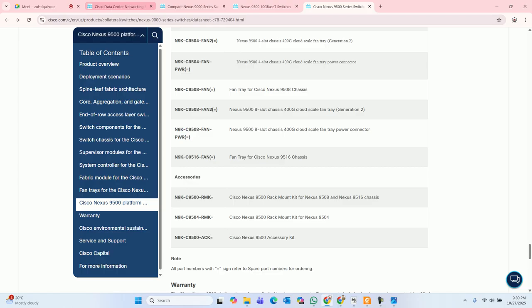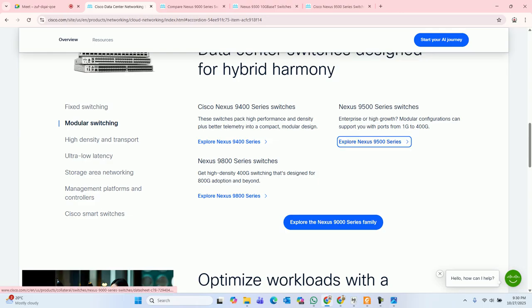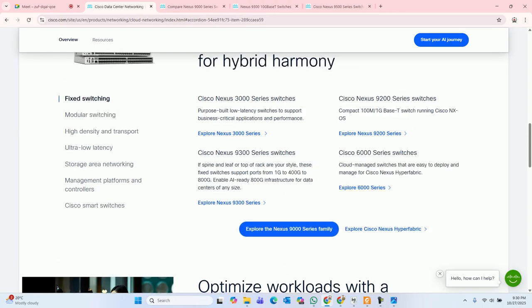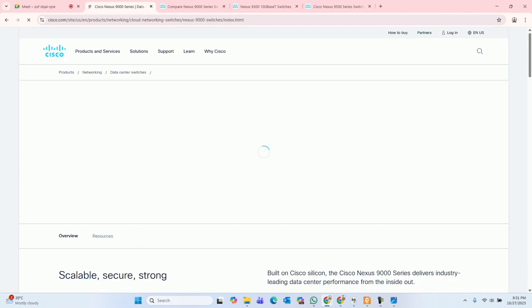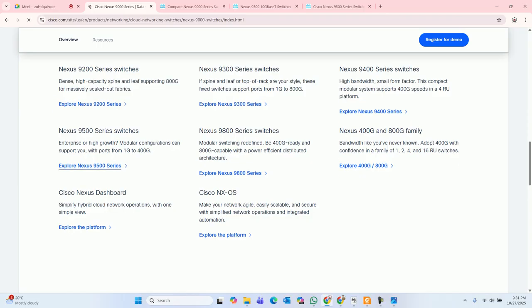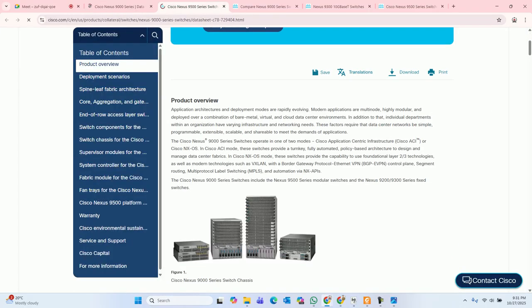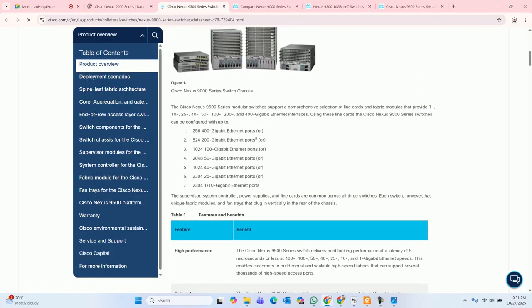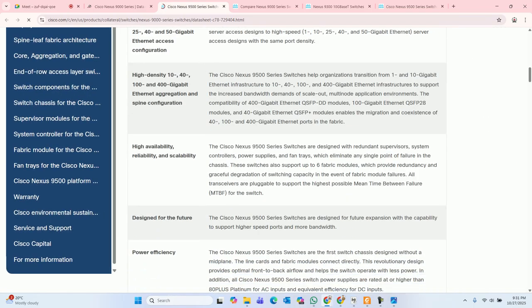Then if we go to the main page, they can also have 2304 interfaces. That is also a possibility.